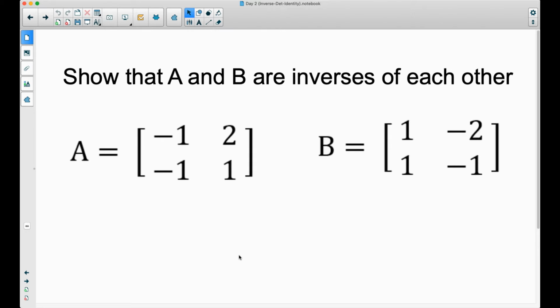Go ahead and write this one down. We need to determine if two matrices are inverses of each other. So once you write the problem down, go ahead in your calculator, type the first one in as your matrix A and the second one in as your matrix B.